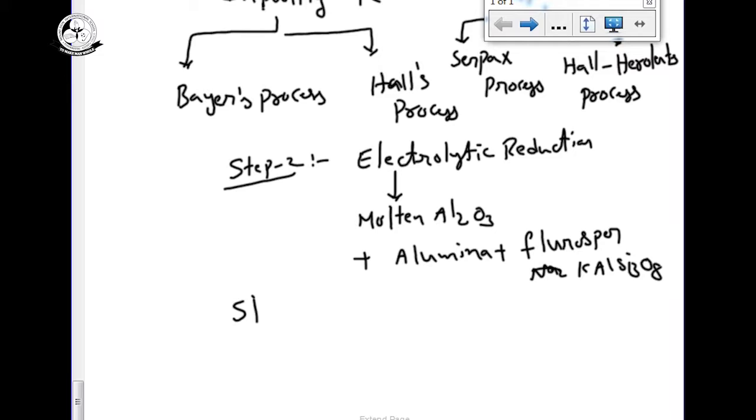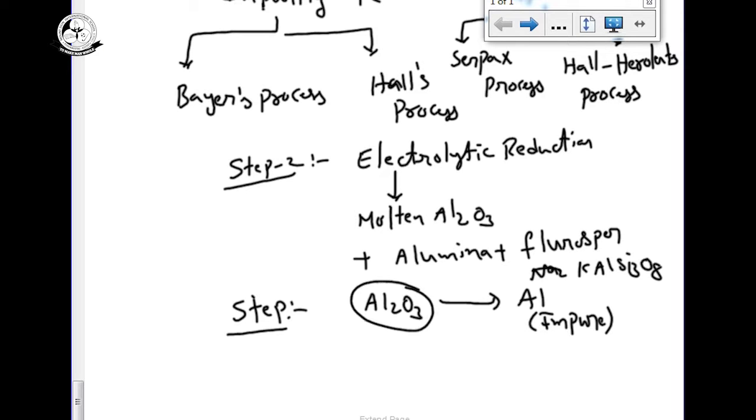And step 3. As the name itself says, it is a reduction. Reduction means Al2O3 becomes Al. Removal of oxygen is called reduction. So aluminium oxide becomes aluminium, but we get impure aluminium. In step 3, we have to purify the aluminium.